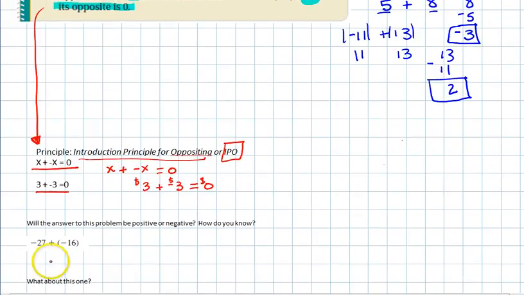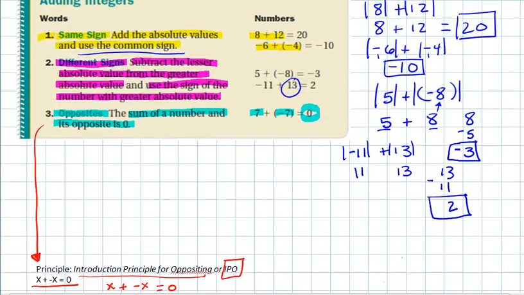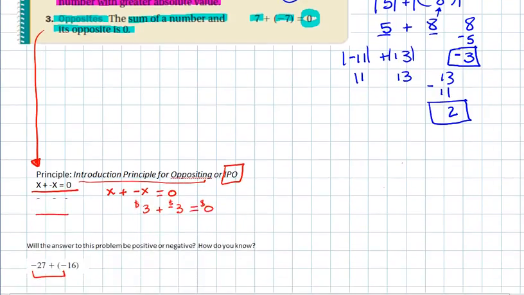Let's look at this problem. Will the answer to this problem be positive or negative, and how do we know? Well, both signs are negative. The rule states that when you have the same sign, add the absolute values, and use the common sign. Well, because the common sign is negative, my answer will be negative.